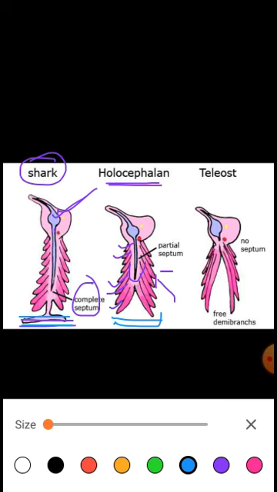In case of teleosts or the modern bony fishes, there is no septum, right? And the gill filaments are free demibranches. They are free from the very start, right, where they are attached to the gills, and the gill filaments, the finger-like projections, are free from the very start. Clear?